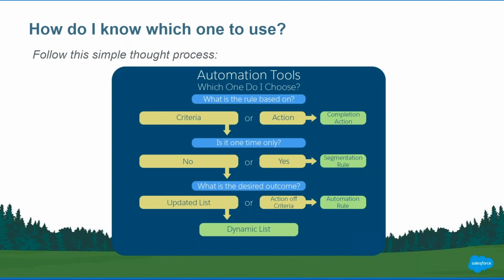And if you're listening for criteria as well, then you move on to the next question: is this rule going to run only one time? Is it a one-time-only thing? If it is, then you use segmentation rules, because a segmentation rule can only run once. But if it's not, if you're going to do this multiple times and it's based on criteria and action, then you ask yourself, what is the desired outcome? Is it for me to have an updated list? If the main purpose is just to have an updated list that's based off criteria or actions, then you're going to use a dynamic list.